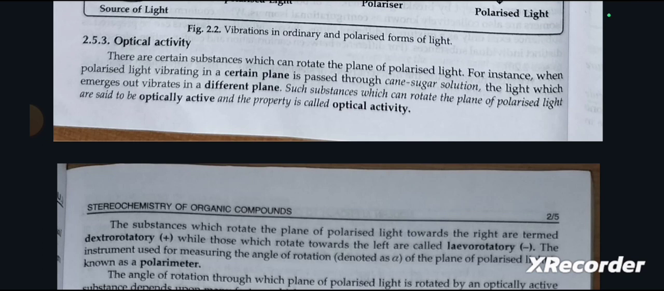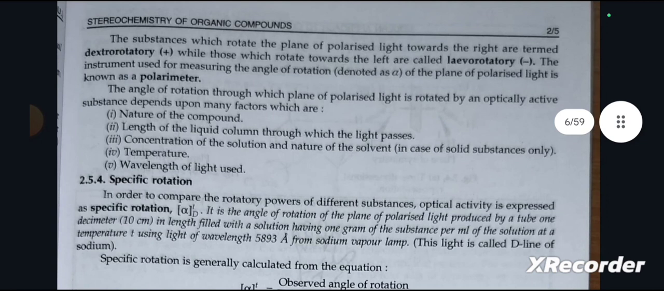2.5.3. Optical activity. There are certain substances which can rotate the plane of polarized light. For instance, when polarized light vibrating in a certain plane is passed through cane sugar solution, the light which emerges out vibrates in a different plane. Such substances which can rotate the plane of polarized light are said to be optically active, and the property is called optical activity. The substances which rotate the plane of polarized light towards the right are termed dextrorotatory (positive), while those which rotate towards the left are called levorotatory (negative).